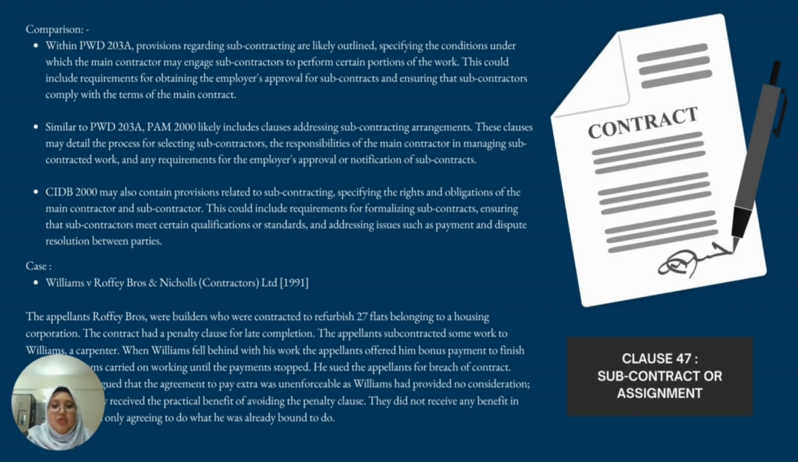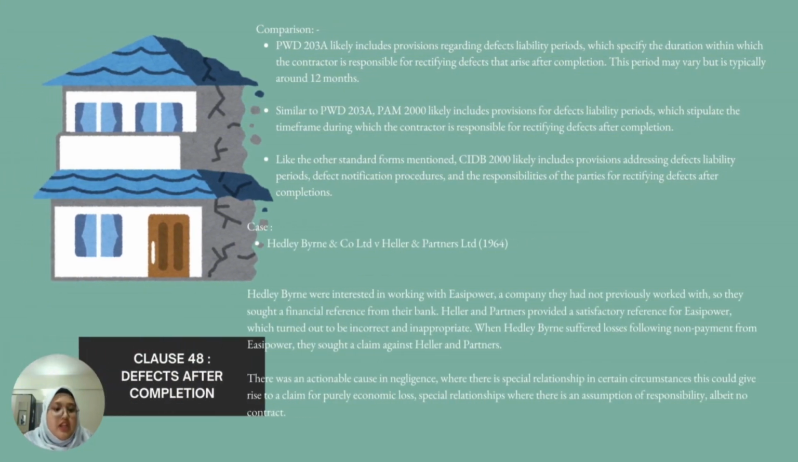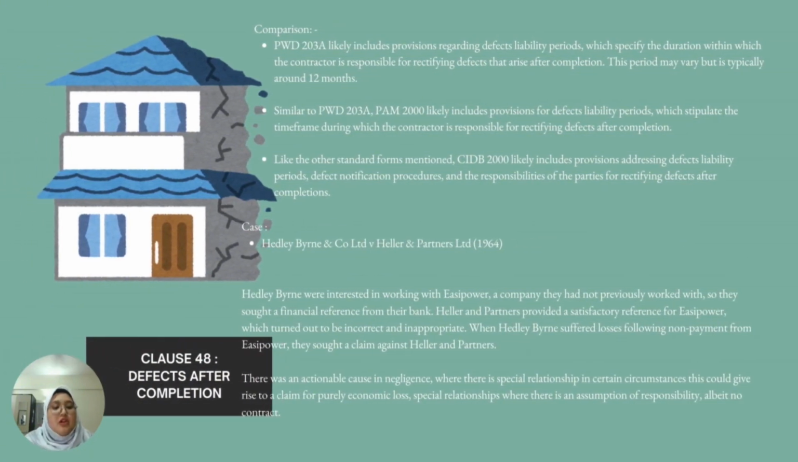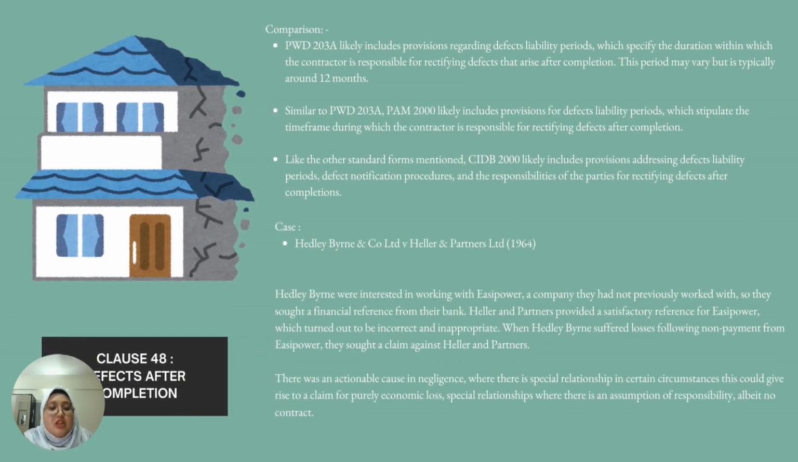So next we will go to clause 48. Clause 48 is defects after completion. The comparison is PWD 203A, which likely includes provisions regarding defect liability periods, which specify the duration within which the contractor is responsible for rectifying defects that arise after completion. This period may vary but is typically around 12 months.